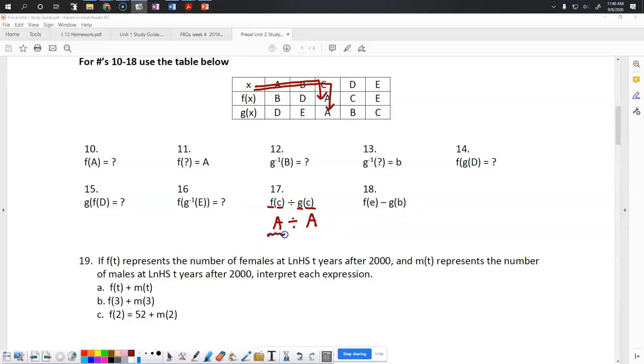Well, it doesn't matter what the number is so long as it's not 0, because you can't divide by 0. But anytime you divide a number by itself, you end up with 1. So the answer would be 1, because any time you divide something by itself, you get 1.